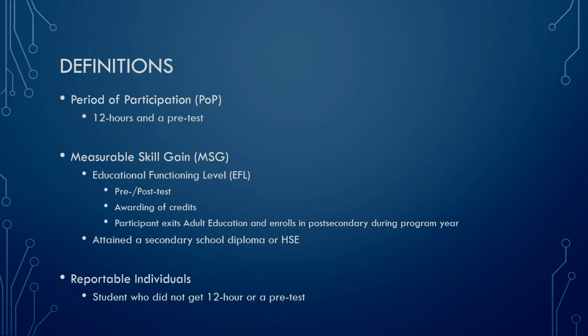So if a student doesn't essentially activate their period of participation, their POP, in a single year, the student doesn't show up on a lot of the federal tables. There is one federal table we'll go over today that does deal with these reportable individuals, and these are students who didn't gain the 12 hours and a pretest to activate a period of participation.